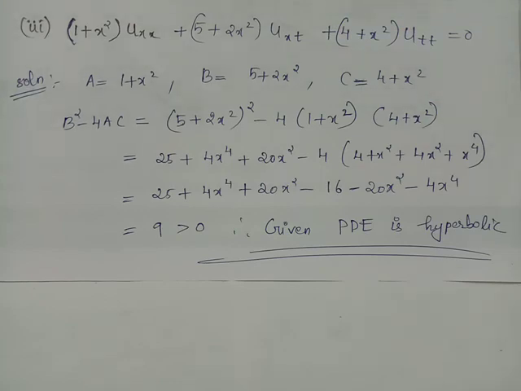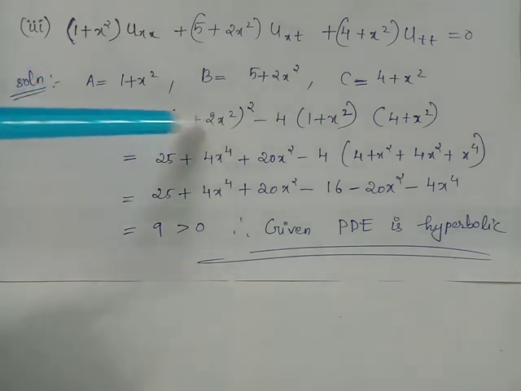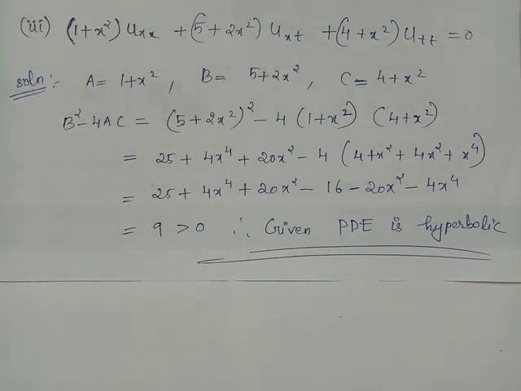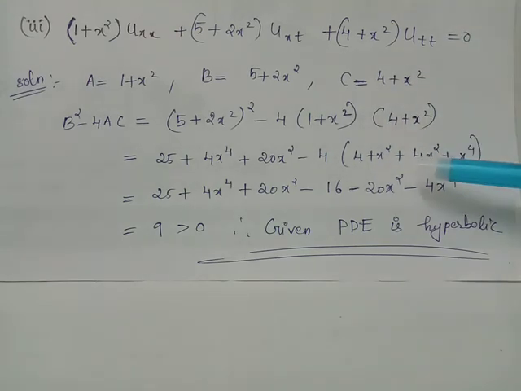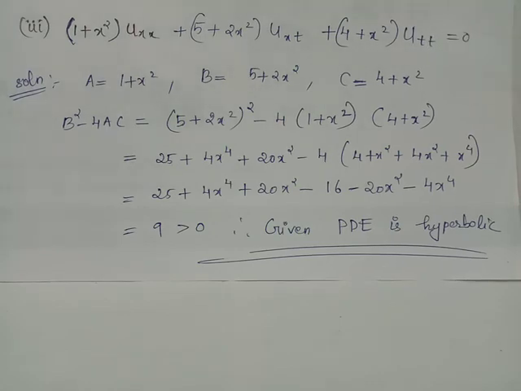When we evaluate b square minus 4ac, we obtain 5 plus 2x square the whole square minus 4 times 1 plus x square multiplied by 4 plus x square. We can expand this term using the a plus b the whole square formula, and when these two factors are multiplied, we get this term. On simplification, we obtain b square minus 4ac equals 9, which is strictly greater than 0. Hence, this partial differential equation is hyperbolic.